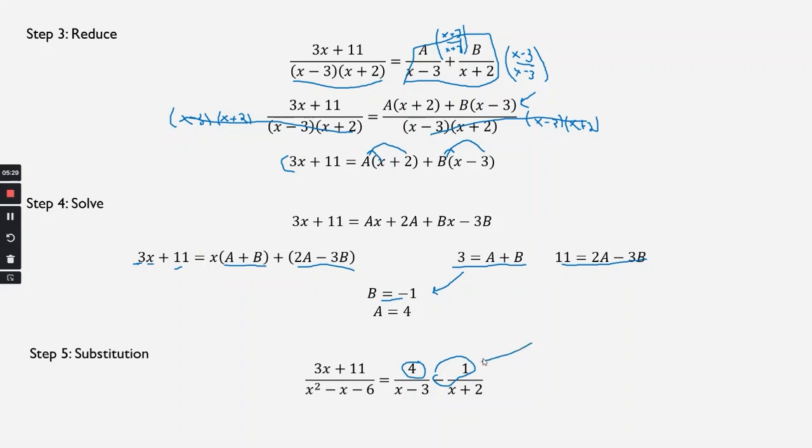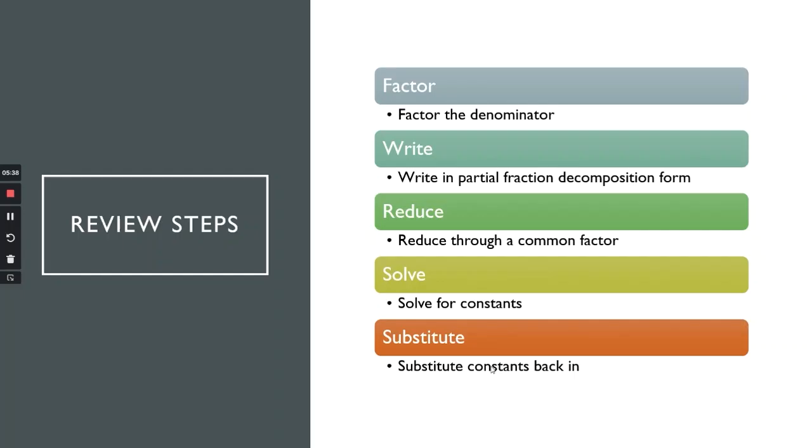And this is an equation that is much easier to take the integral of, which is our main point in this process. So let's go over the steps real quick. First, we are going to factor the denominator, then we are going to write in partial fraction decomposition form. We are going to reduce through a common factor, we are going to solve for constants, and then we are going to substitute constants back in.